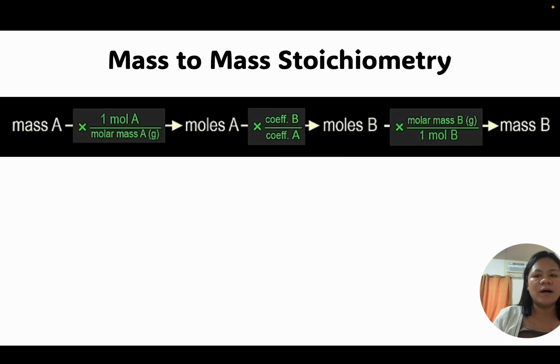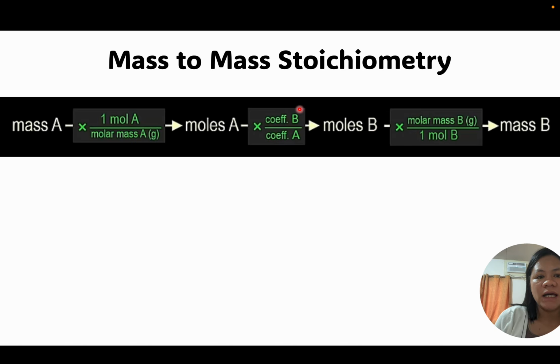Now, we're gonna deal with mass-to-mass stoichiometry. So, as what you can see, medyo mahaba yung ating formula. So we have our mass A. So this is our given na mass. And we're gonna be multiplying it with a fraction, which involves the molar mass of that specific compound na given, whatever it is. So mas maintindihan nyo lang siya later. And then, if you notice itong part na ito yung mole-to-mole stoichiometry.